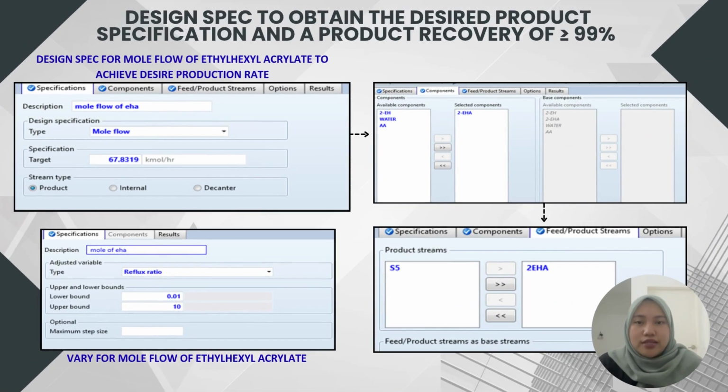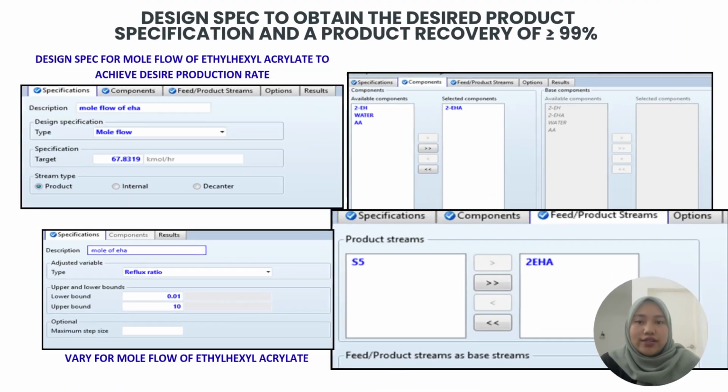The next design spec is to achieve the desired product specification of 61.8319 kmol per hour mole flow rate of ethylhexyl acrylate in the bottom stream, as it needs to meet the annual production rate. The design spec was set using mass flow with the desired target, and the other steps are the same as before. The value is adjusted with a ratio and the bound is set accordingly.